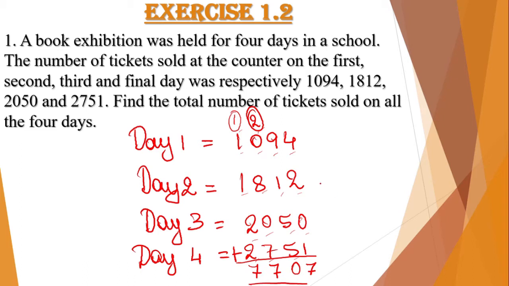Means the total number of tickets sold on all the 4 days is 7,707. Right? Why? Because while adding these four numbers, we got our answer as 7,707. Then our total number of tickets sold on all the 4 days is 7,707. So now let's see the next question.